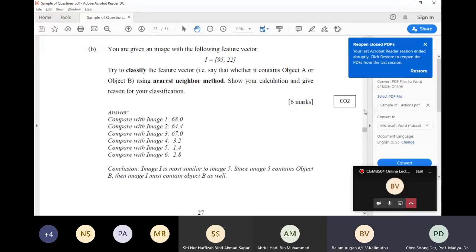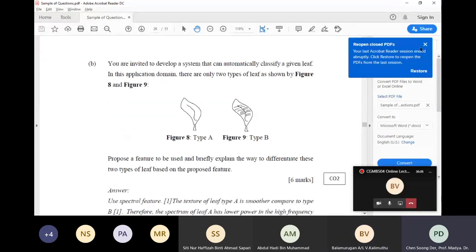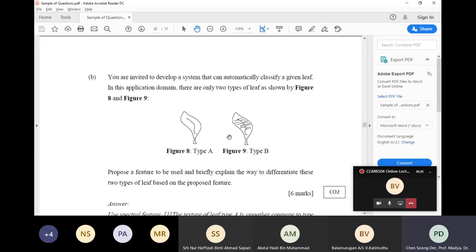Okay. So you see an example like this. You're invited to develop a system that can automatically classify a given leaf. In this application domain, there are only two types of leaf, as shown by figures 8 and 9. Propose features to be used and explain the way to differentiate. So you have type A and type B. How should we differentiate the two?